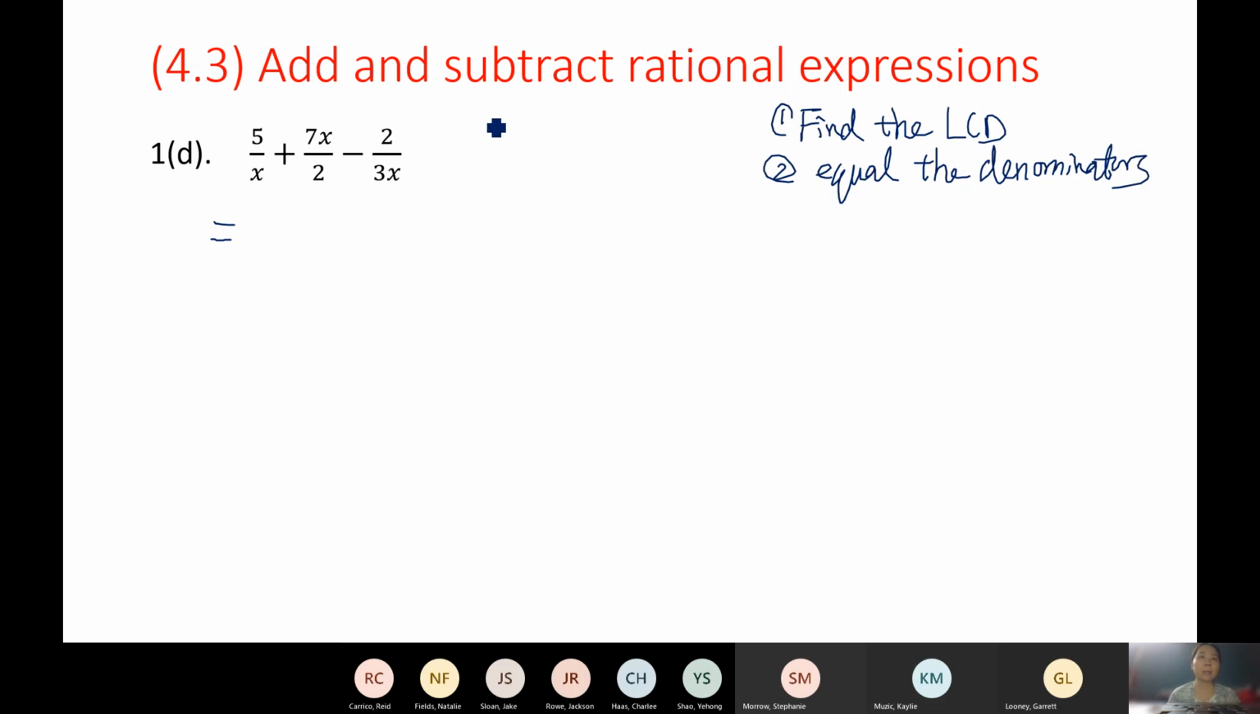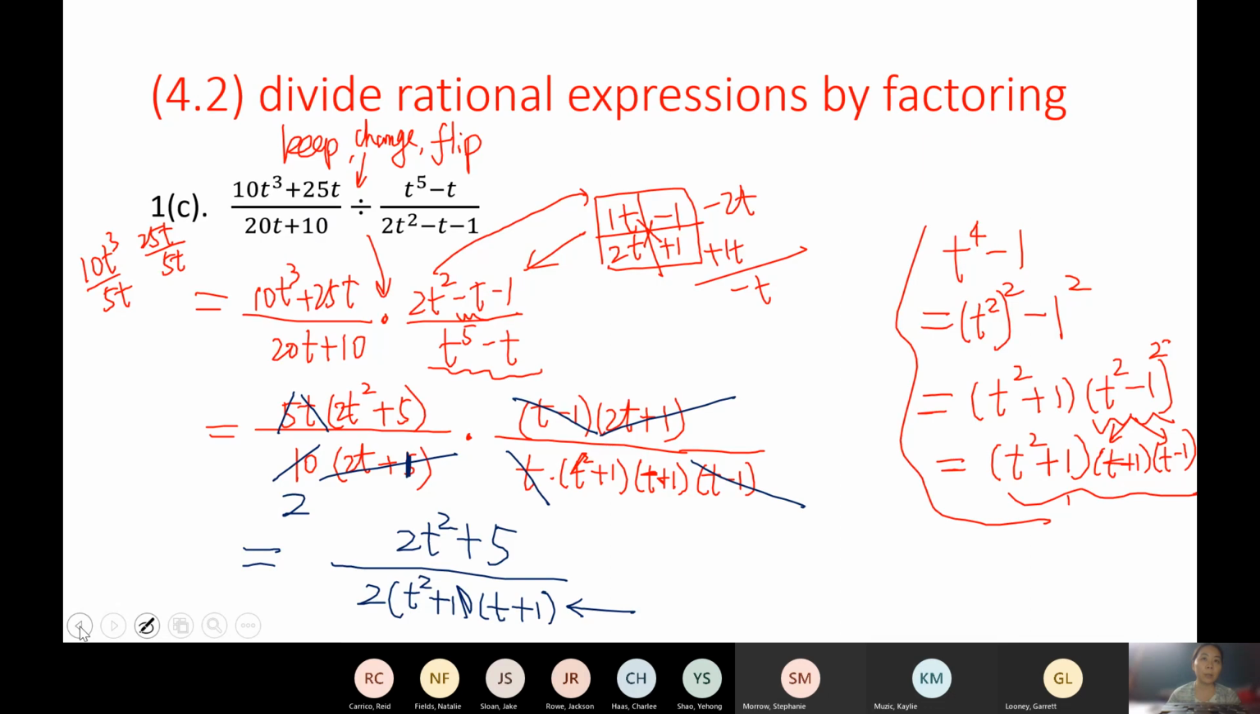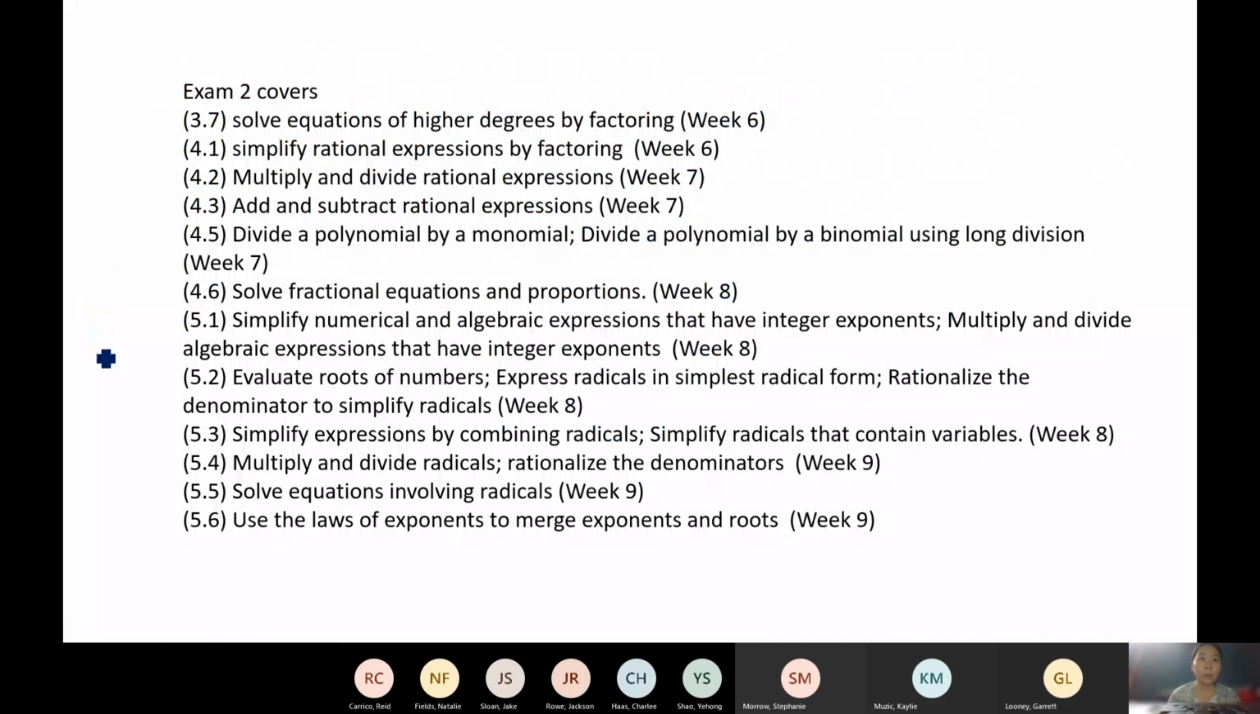If you say you need more examples to watch, go to section 4.3. Which week did we cover 4.3? It's under week 7. That way you can find a video with more examples for this type of question.